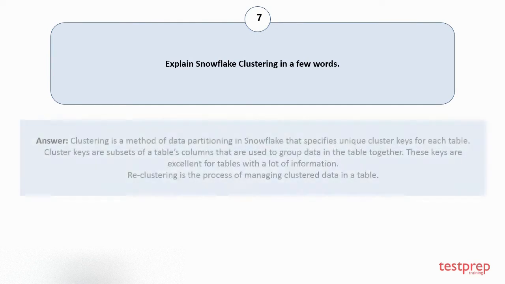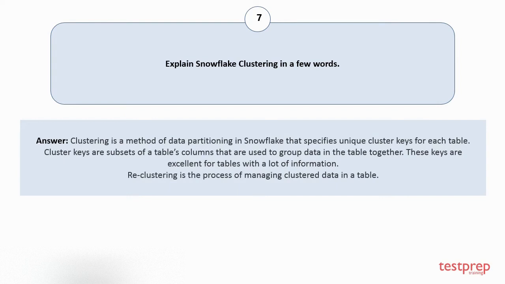Your answer is, clustering is a method of data partitioning in Snowflake that specifies unique cluster keys for each table. Cluster keys are subsets of a table's columns that are used to group data in the table together. These keys are excellent for tables with a lot of information. Reclustering is the process of managing clustered data in a table. Question number 8, what is the data retention period?